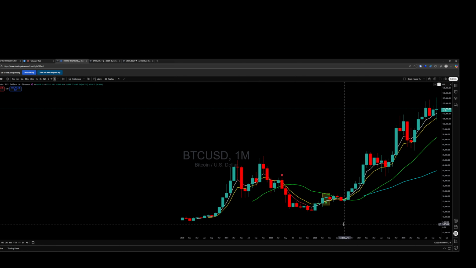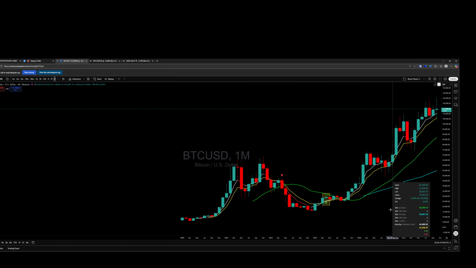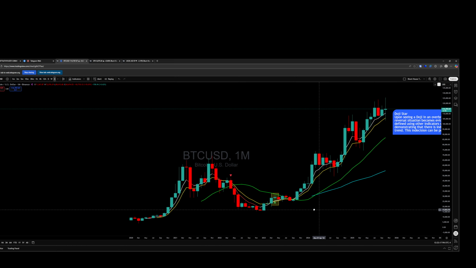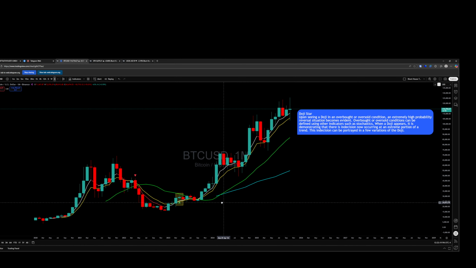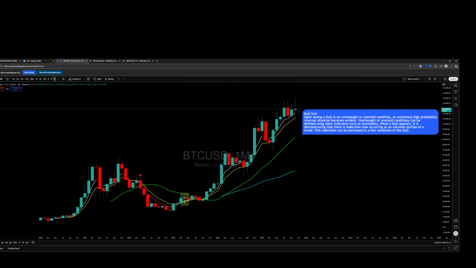And although I don't consider myself a candlestick expert, I don't like that candle. And I wouldn't like it on a 5-minute chart. I wouldn't like it on an hourly chart. I wouldn't like it on a daily chart. And I don't like it on the monthly chart. And this candlestick, I believe what you see is called a doji star.